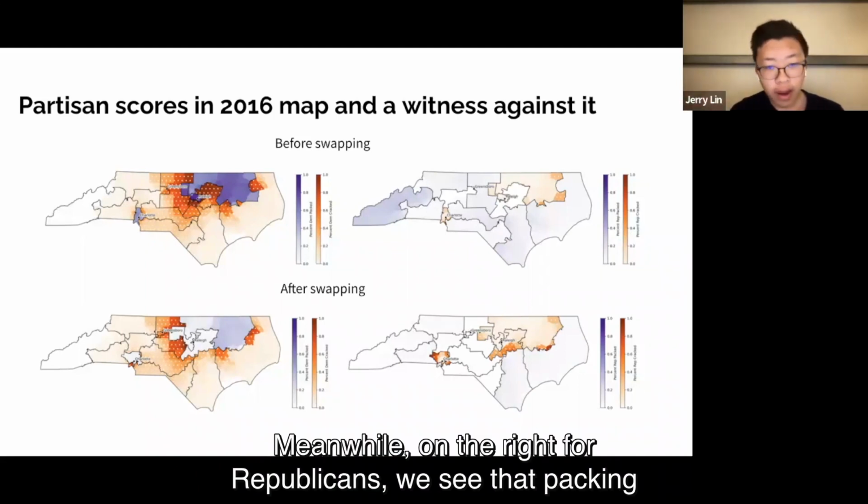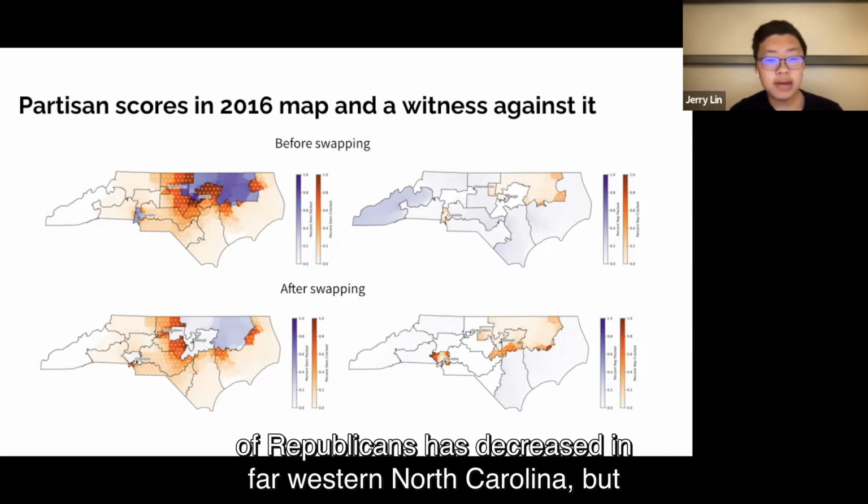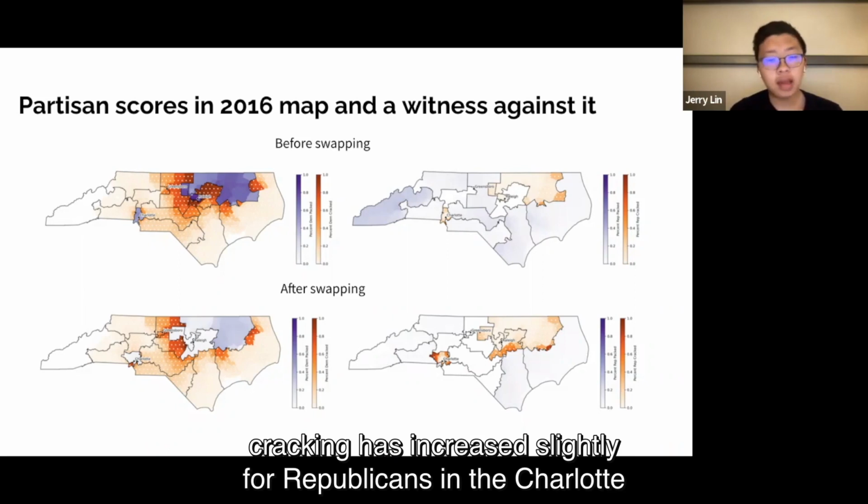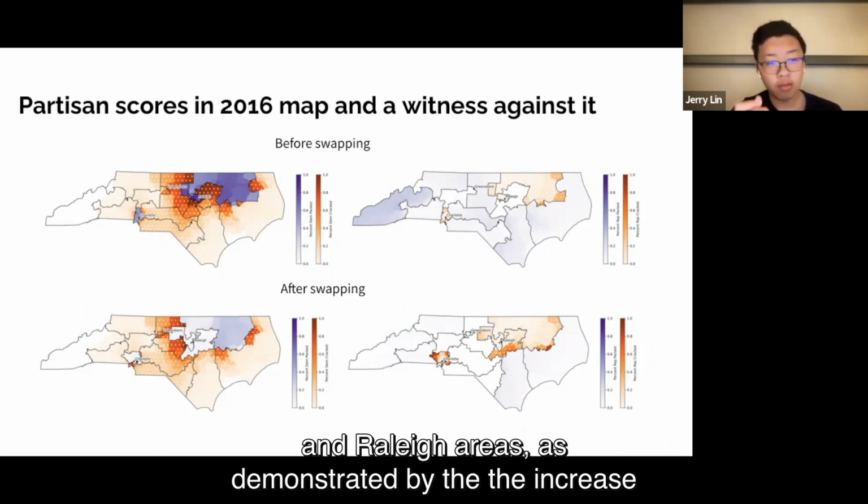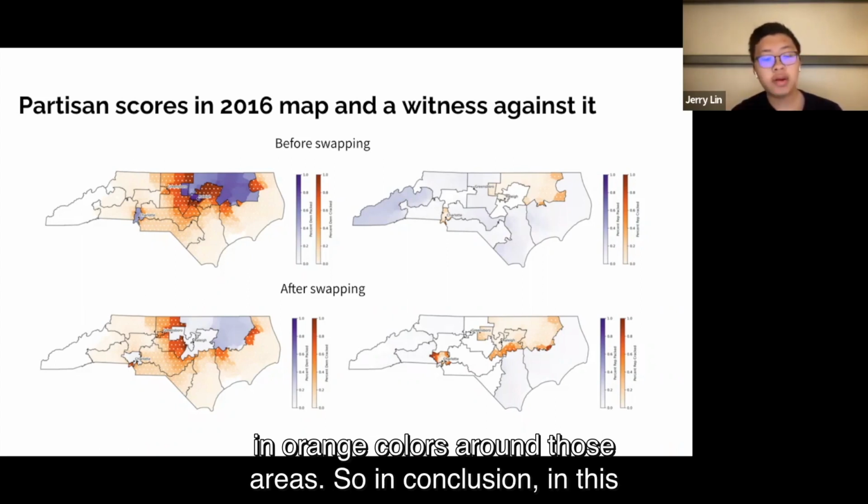Meanwhile, on the right for Republicans, we see that packing of Republicans has decreased in far western North Carolina, but cracking has increased slightly for Republicans in the Charlotte and Raleigh areas, as demonstrated by the increased orange colors around those areas.